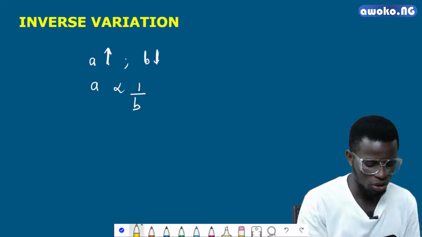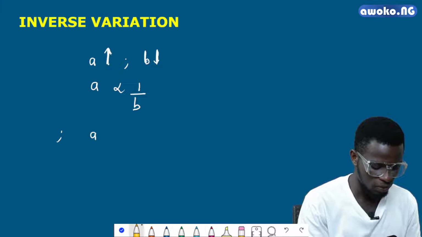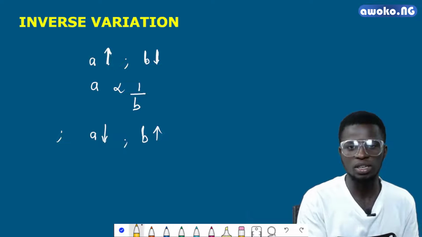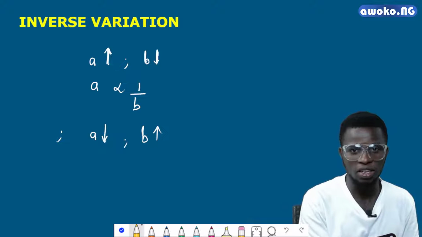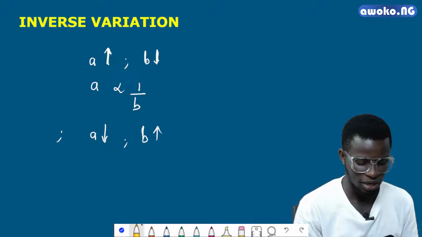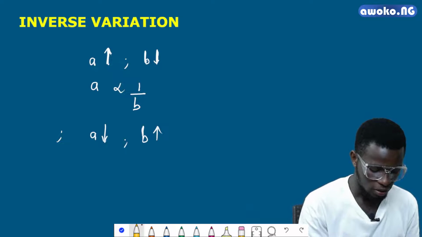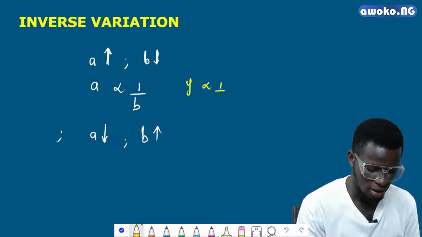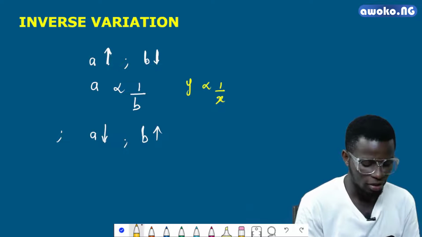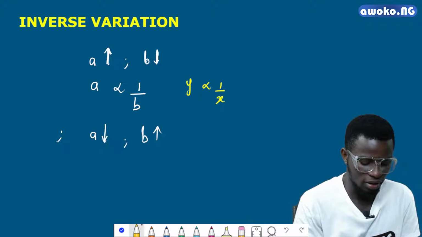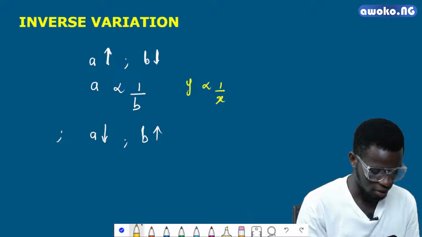And the other way around, we could say that if A decreases and B is seen to increase, then it also shows the inverse relation, or the inverse variation. Is that okay? So this is how we denote it mathematically. For instance, let us say that quantity Y varies inversely as X, or Y is inversely proportional to X. This is how we can write it mathematically.